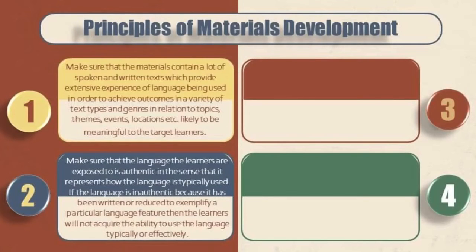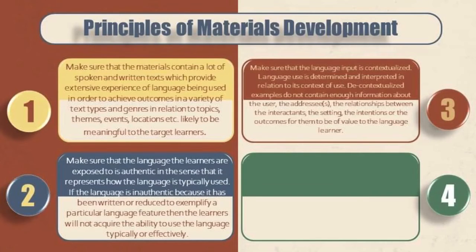Second, make sure that the language the learners are exposed to is authentic, in the sense that it represents how the language is typically used. If the language is inauthentic, because it has been written or reduced to exemplify a particular language feature, then the learners will not acquire the ability to use the language typically and effectively. Much has been written on the issue of authenticity, and some experts consider that it is useful to focus attention on the feature of a language by removing distracting difficulties and complexities from the sample text.